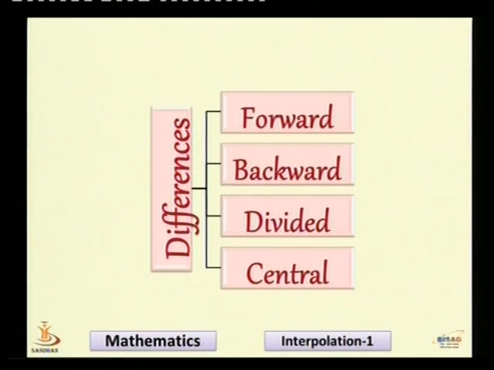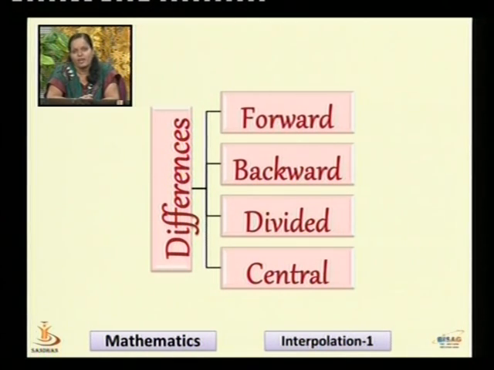Now differences are of four types. The first is forward, second is backward, then divided and central. Now the basic question might be when to use which differences. So generally these forward, backward, divided or central differences are used depending upon the x values, whether they are equispaced, whether they are not equispaced, and particularly on the value of x at which we want to interpolate, whether it lies in the beginning or at the end. So these are the basic factors, and we shall discuss in detail all these things.